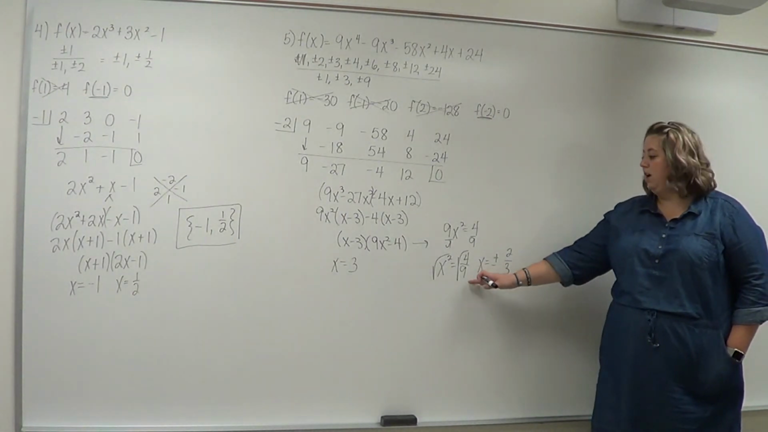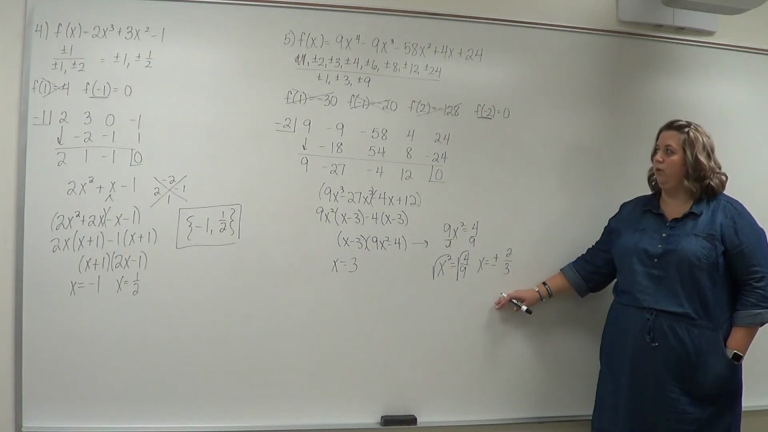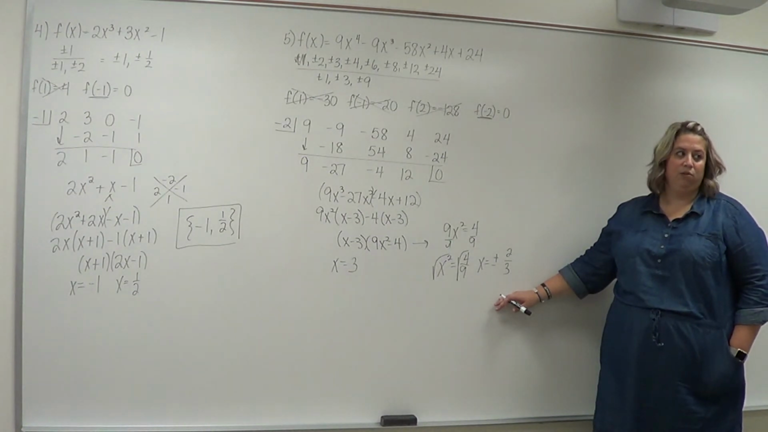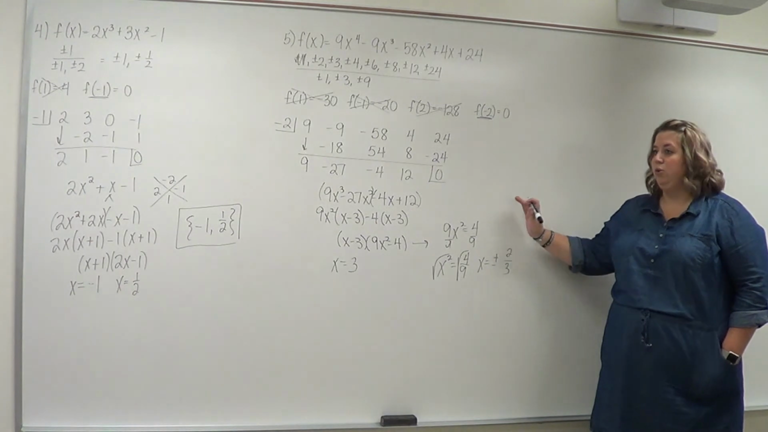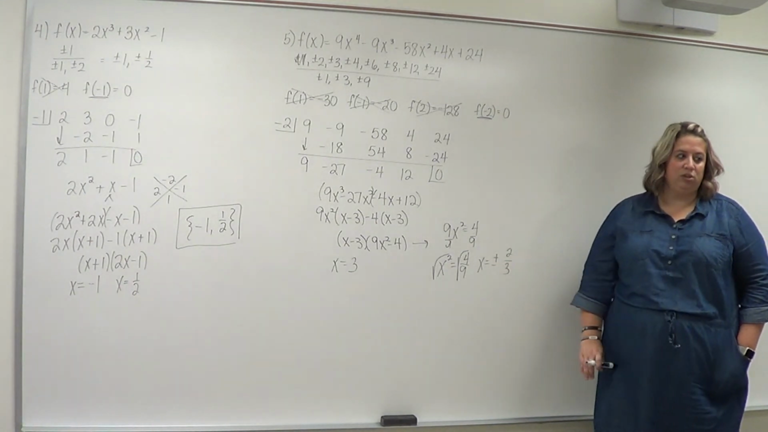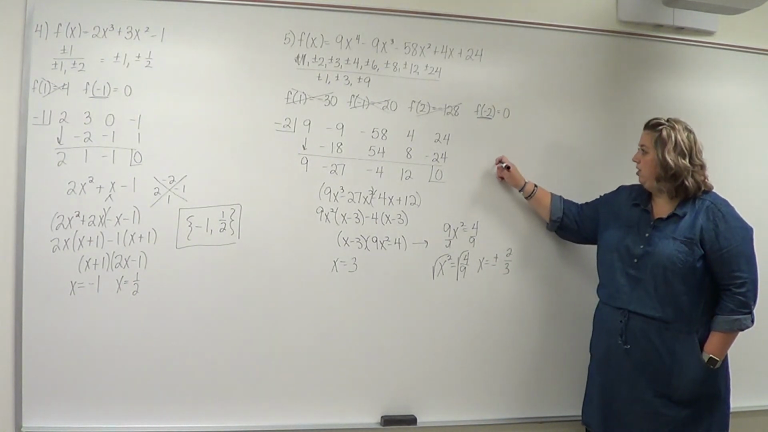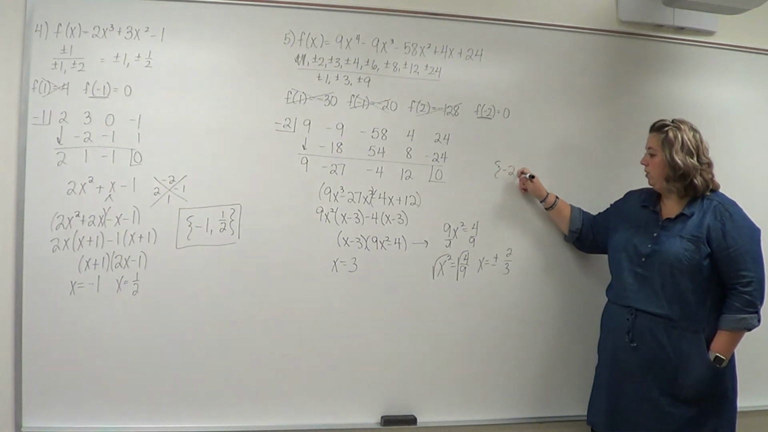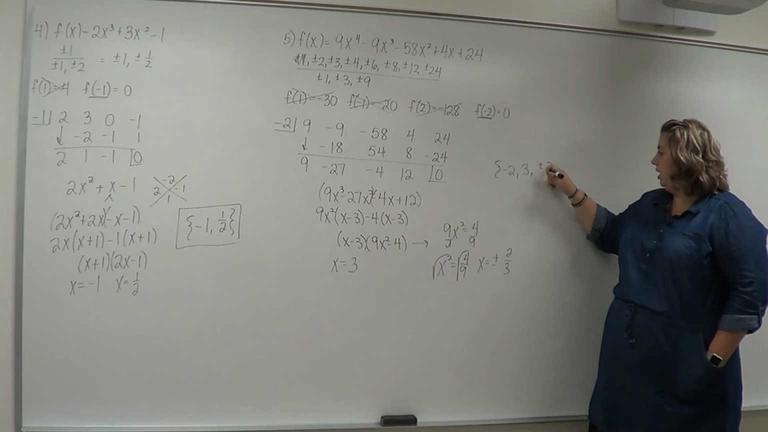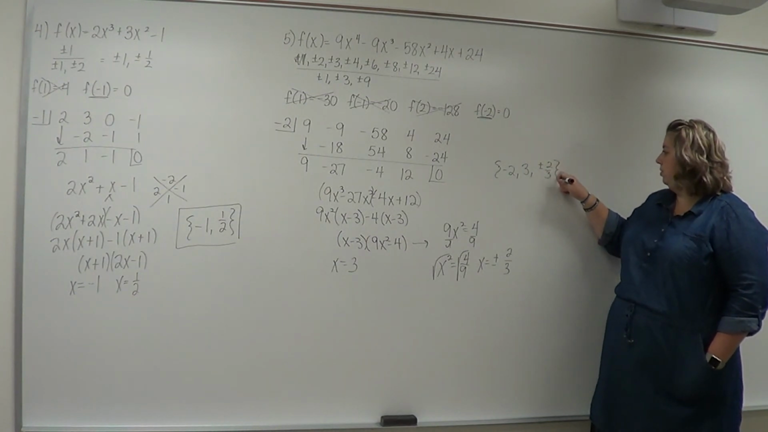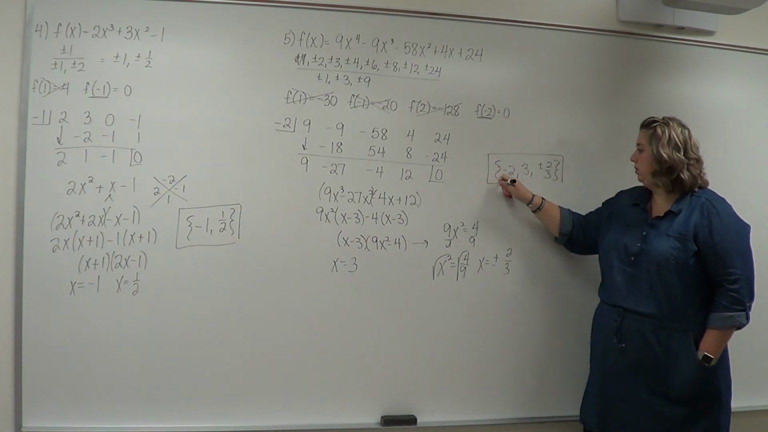Now if this would not come out perfectly and you're left with a square root, that's not a rational 0. So you would just forget about that part. Or if you had to take the square root of a negative, you would forget about that part because that's not a rational 0. So my zeros to this problem are negative 2, 3, positive 2/3, and negative 2/3. So I'm going to write just like plus or minus.